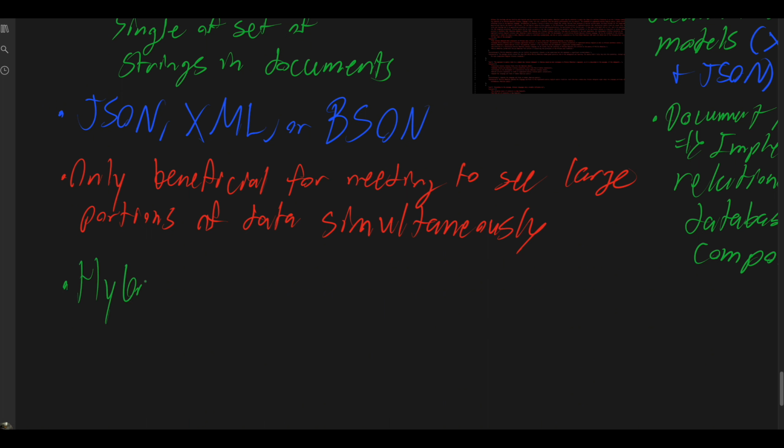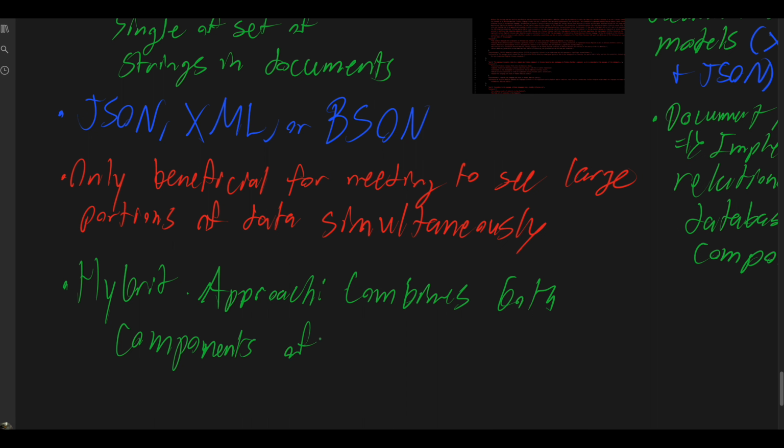A hybrid approach combines the strengths of both relational and document models, and appears to be a promising path for future database technology. A hybrid approach combines both components of relational and document database models.